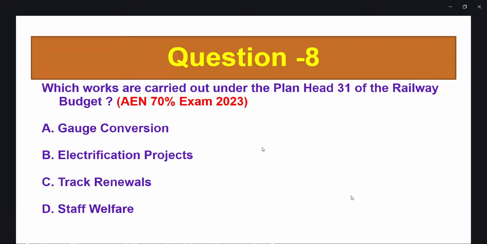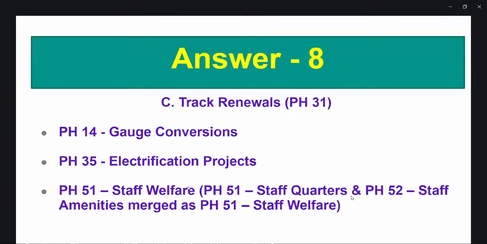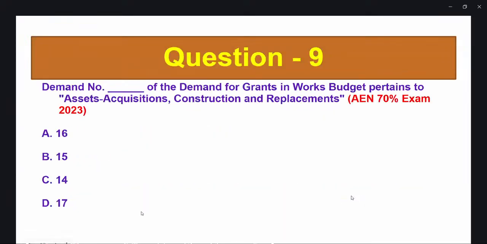This question was already discussed. Planet 31, it is the track renewals. Very important: these planets, coordinators, and primary unit numbers, demand numbers. Especially, definitely, you will get 3 to 4 questions on classifications. Now, please attempt.